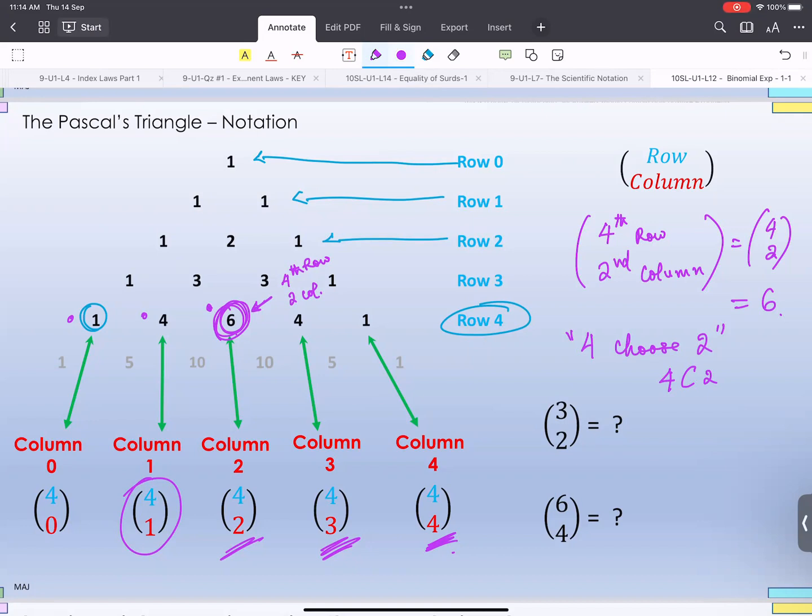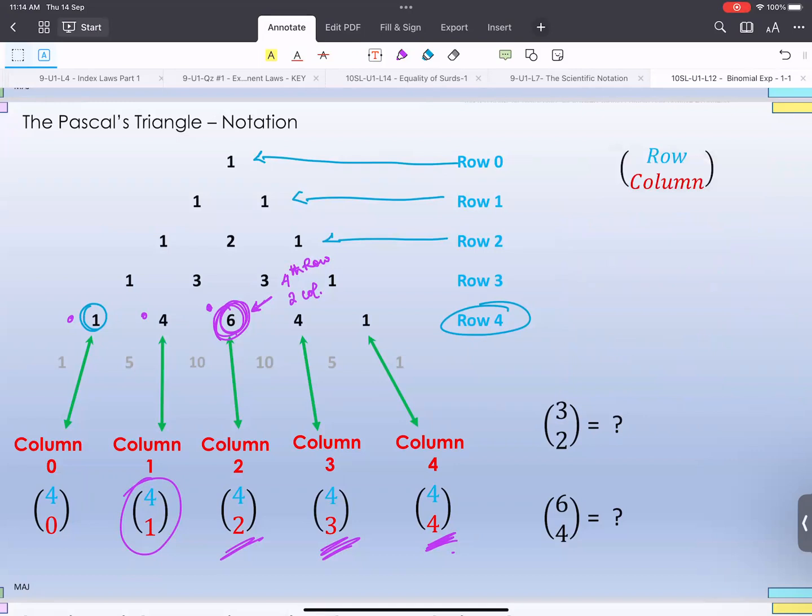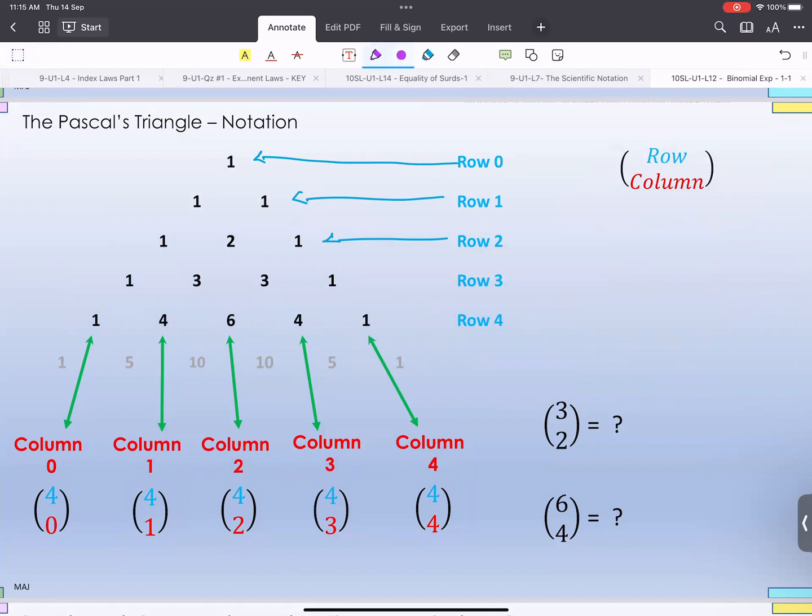Okay, so let's get rid of all this extra bit over here and start looking at some actual values. Now, if I wanted to look at 3 choose 2, I'm reading this as 3 choose 2, or third row, second column.